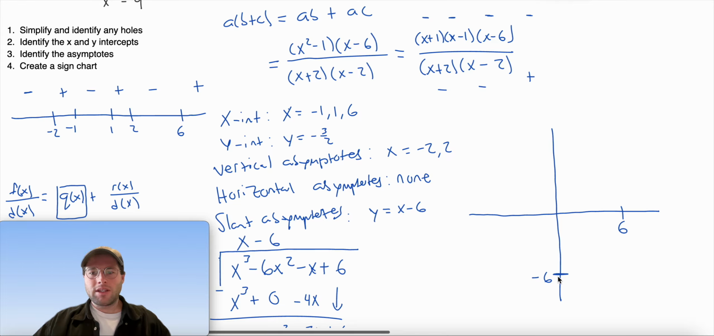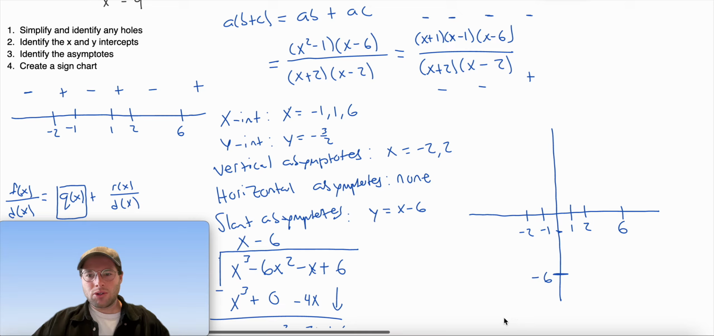And I'm drawing this negative 6 here because I know from the slant asymptote I'm going to have that y-intercept of negative 6. And then this 6 is one of the x-intercepts. We also have an x-intercept at 1, negative 1, and then we have the vertical asymptotes at negative 2 and 2. And I'm going to begin by drawing in that line. Oh, and we want to draw our y-intercept at negative 3 over 2, which might be somewhere around here. Okay, so I'm going to begin by drawing in these asymptote lines.